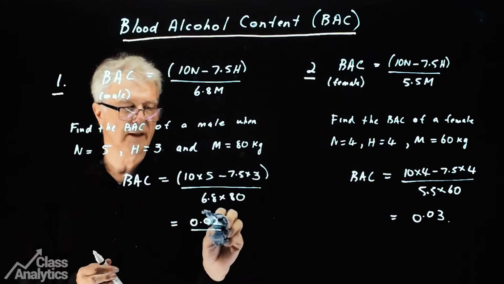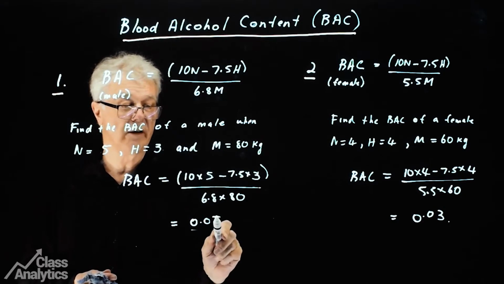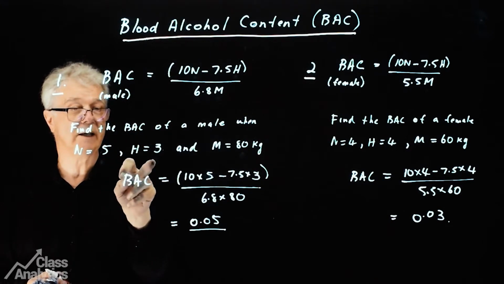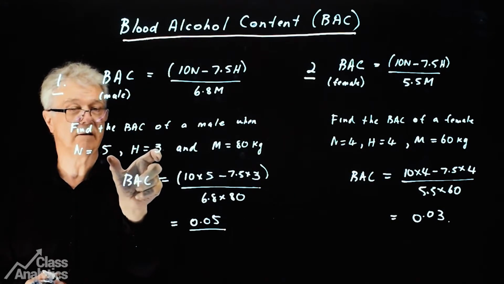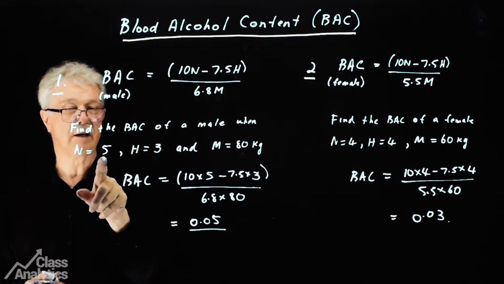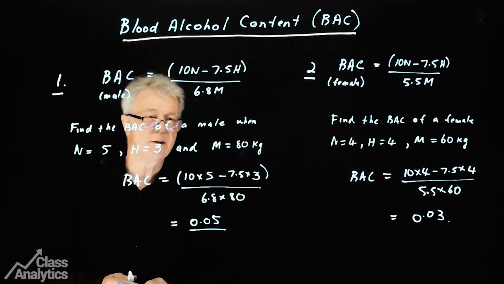And what do you think happens then? Well, it jumps. It actually jumps to 0.05, just by having 1 extra standard drink and 1 less hour. So these are the important things when you go out with your friends. Just keep these ones down and these ones high. Okay, let's move on to the next one after that.